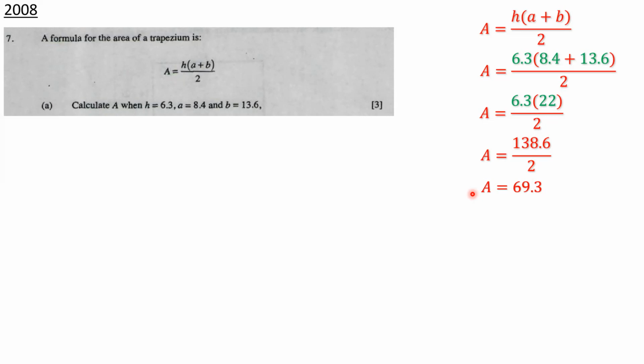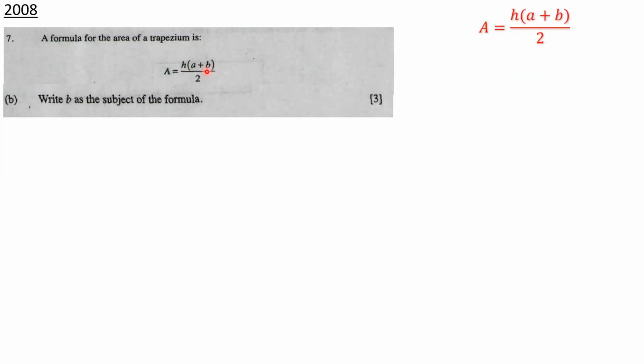That's the value of A when H is equal to 6.3, a is equal to 8.4, and b is equal to 13.6. The next question says, write b as the subject of the formula. So here we have A is equal to H times (a plus b) all over 2, but we want b to be the subject of the formula.